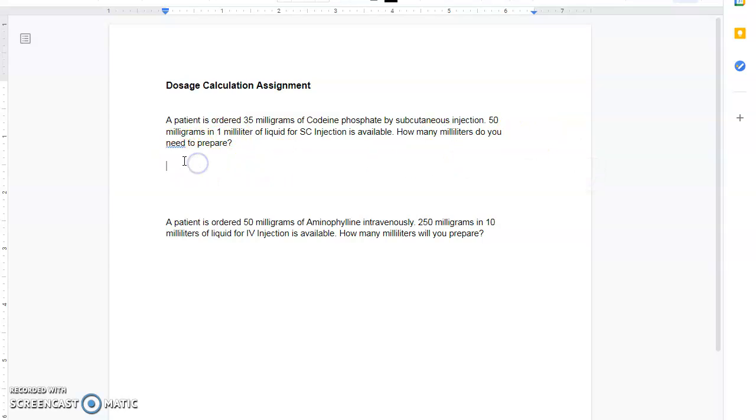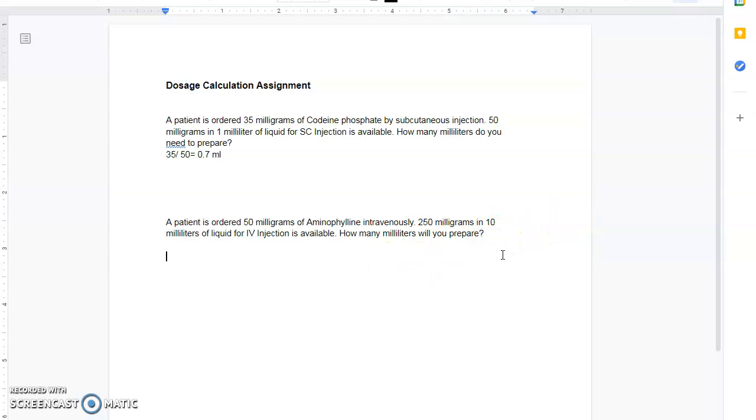So for this question, you're going to take 35 divided by 50, and you should get 0.7. And that is going to be your answer, 0.7 mLs.